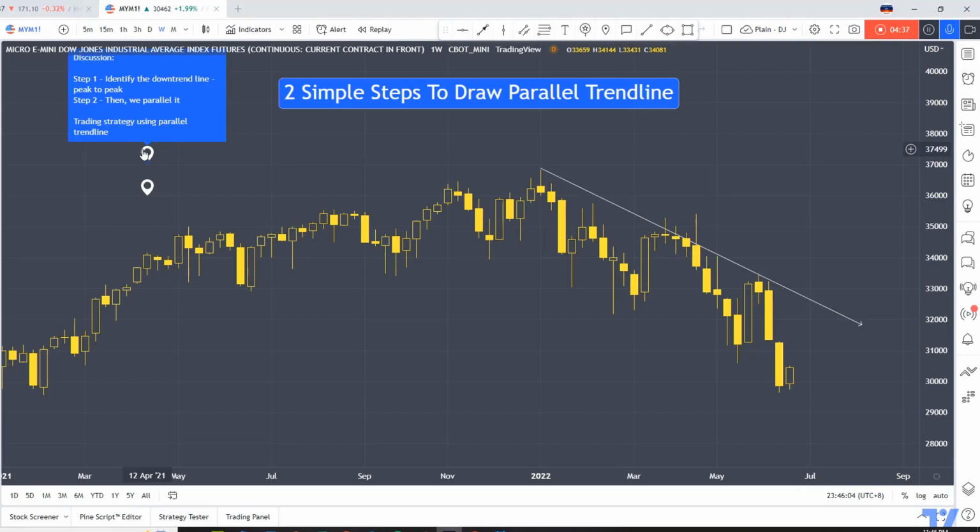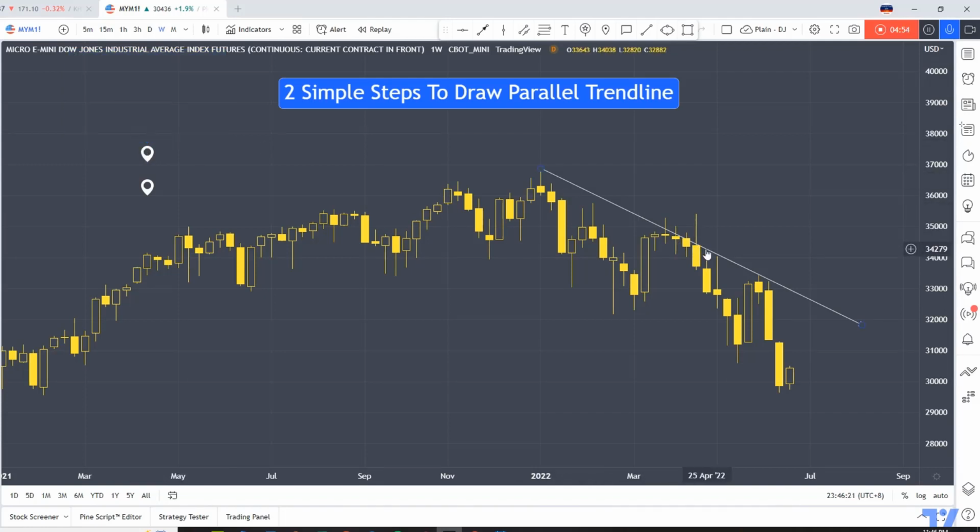We have identified the major downtrend line. But the key is how to draw a downtrend parallel line. Since we have identified the first step, which is the major downtrend line, then we parallel it. This is how it works here.